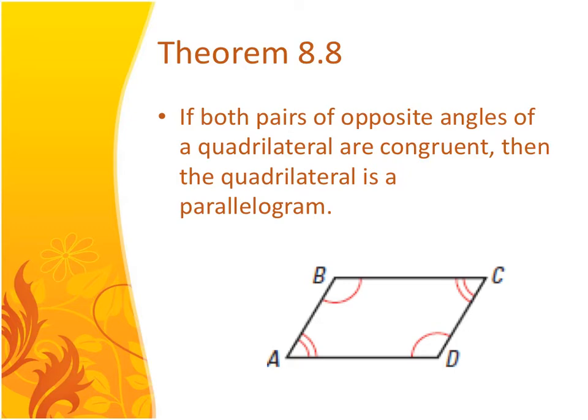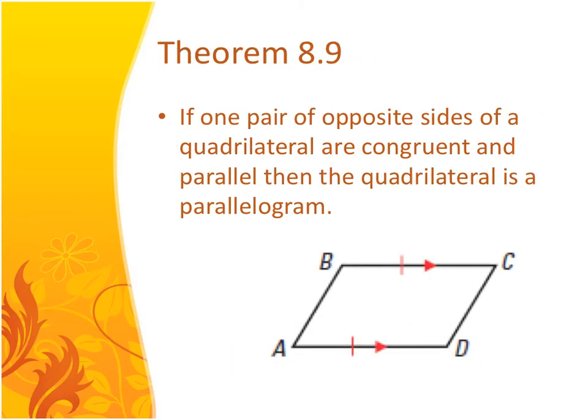The second way, again, we don't need to memorize that it's theorem 8.8. We need to memorize what it says. So this one says, if both pairs of opposite angles of a quadrilateral are congruent, then the quadrilateral is a parallelogram. So we would have to show that angle B is congruent to angle D, and show that angle A is congruent to angle C. If we can do that, then we know that our quadrilateral is a parallelogram.